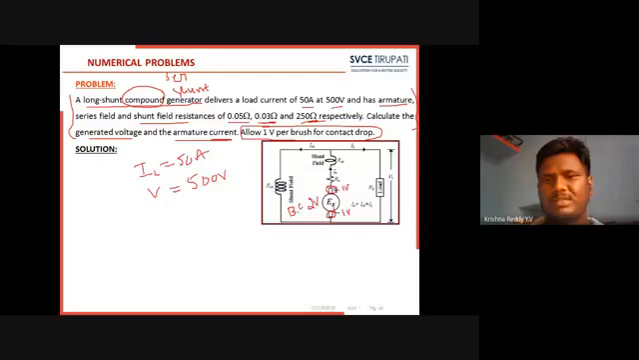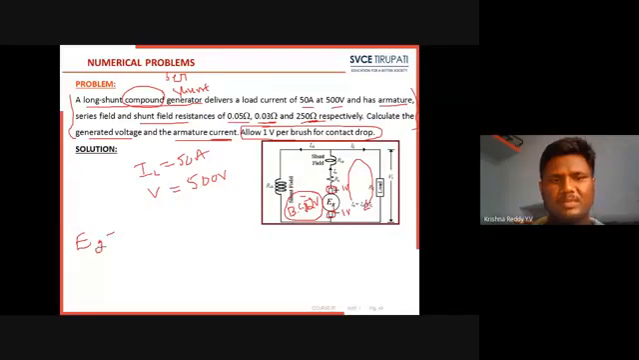After calculating the induced EMF voltage, we need to include the brush contact drop also in this equation. Now by applying KVL, what is the induced EMF equation? EZ is equal to the armature current flowing through the resistance IA and series field winding resistance RS. Tell me the equation.